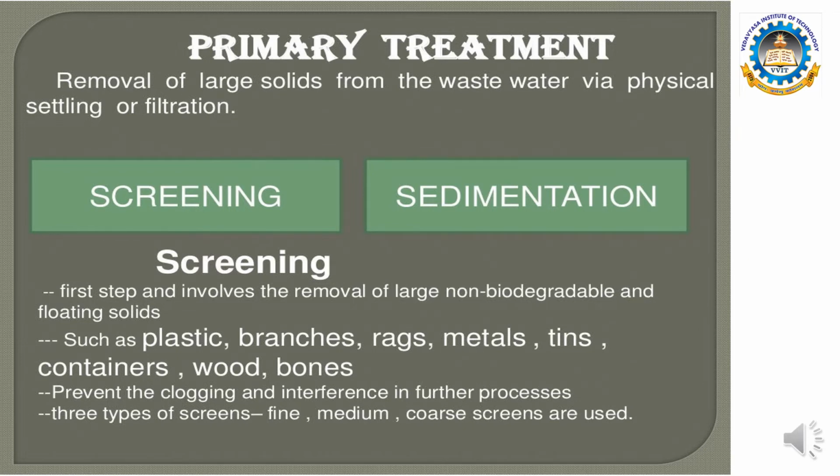The water treatment consists of mainly 3 parts. The first part is the primary treatment. In primary treatment, we are removing large solids from the wastewater via physical settling or filtration. The two main processes are screening as well as sedimentation. The first step, screening, involves the removal of large non-biodegradable and floating solids such as plastic, branches, rags, metals, etc. It prevents clogging and interference in further processes. Three types of screens are there, that is fine, medium as well as coarse screens.